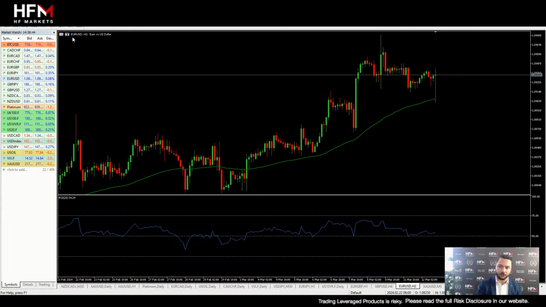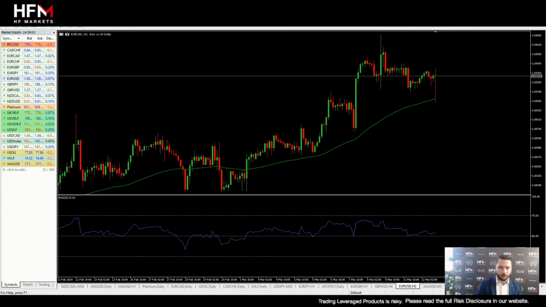So if buyers are controlling the market, it means people are selling the dollar and buying the euro. Now, when we're between 50 and 25, it means sellers are controlling the market, so in favor of the US dollar. If it's above 75, it's too expensive. If it's below 25, it's too cheap.